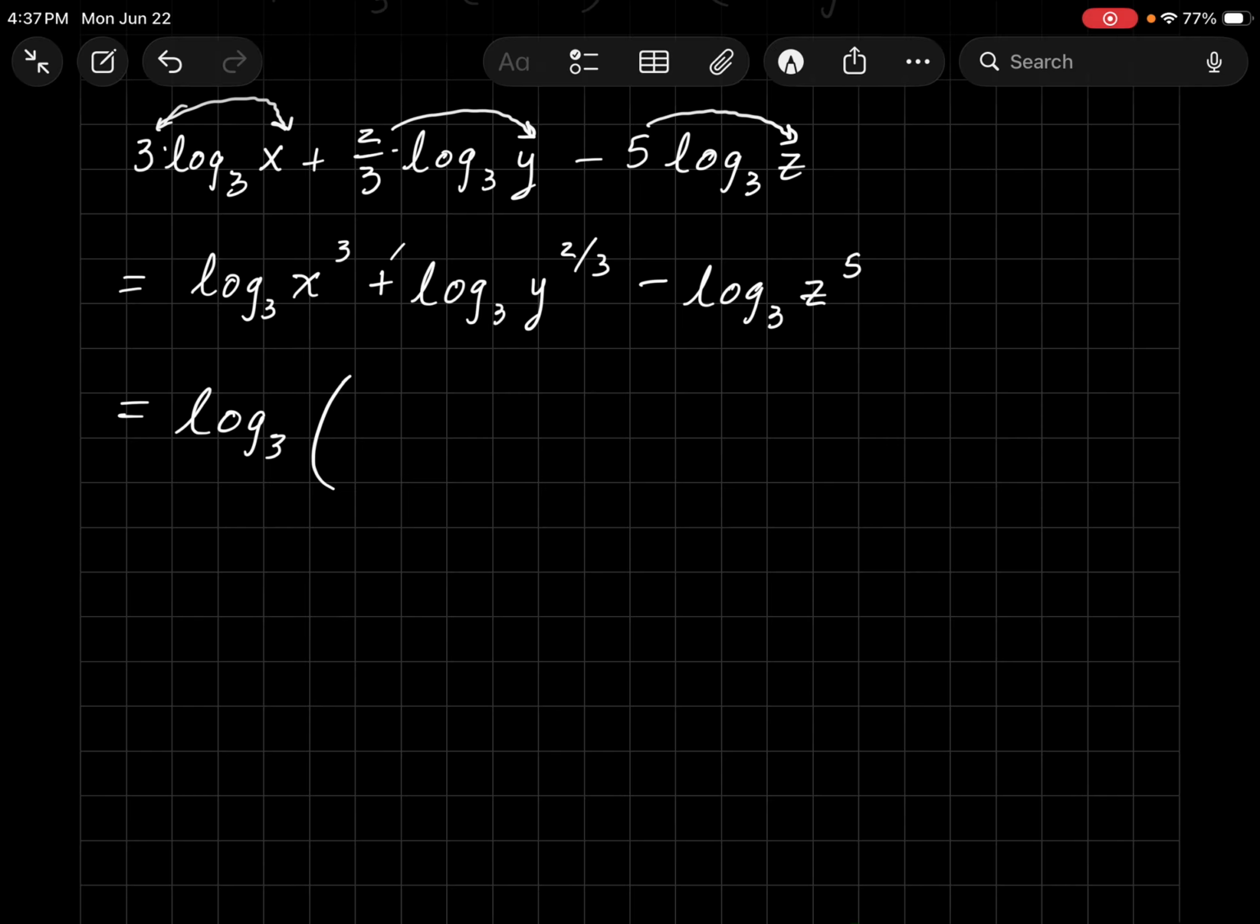Well, addition becomes multiplication inside the argument of the logarithm. So I have x cubed times y to the 2/3. And then subtraction becomes division inside the logarithm, giving me over z to the 5th.